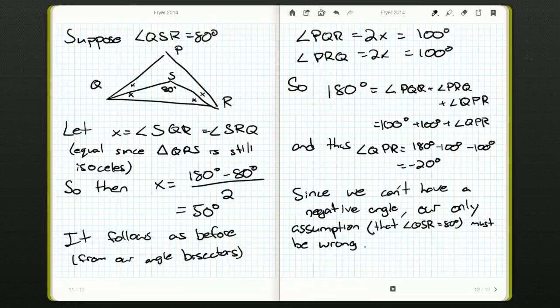The question asked us to show that this can't happen. So we said, well, let's assume the opposite. Let's assume we do get 80 degrees. If we get a nonsense answer, our assumption must be wrong. So we can't have this angle be 80 degrees. Okay, and we've shown why. Proof by contradiction.